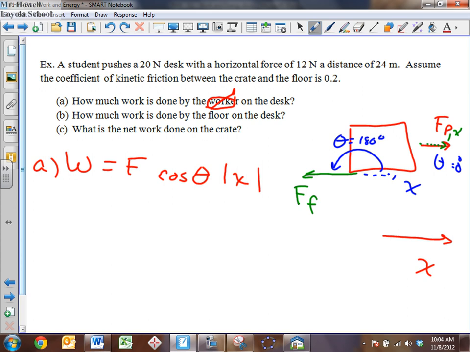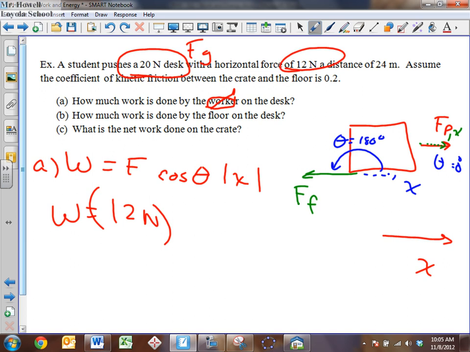For part A, we are looking at the work done by the student. What kind of a force does the student apply? What is the value of the force that the student applies? The student pushes a 20 Newton desk. This is the weight of the desk, people. That's Fg. With a horizontal force of 12 newtons, that's Fp.